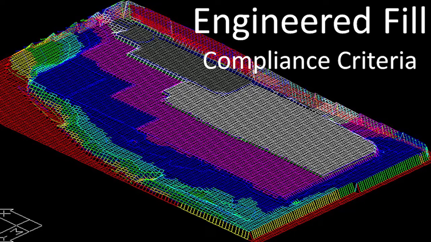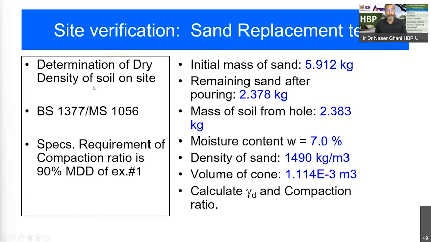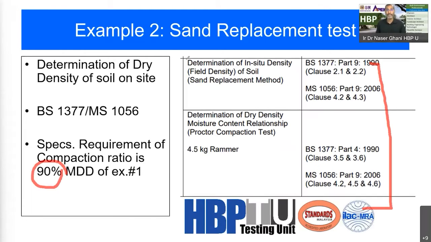For site verification, we commonly use the sand replacement test, or sometimes it's called the field density test. It is usually based on British Standard 1377 or MS 1056, and the compaction requirement for a land development project is usually 90%.